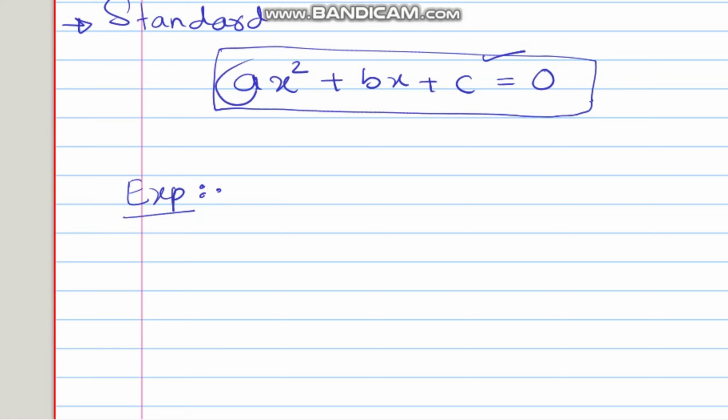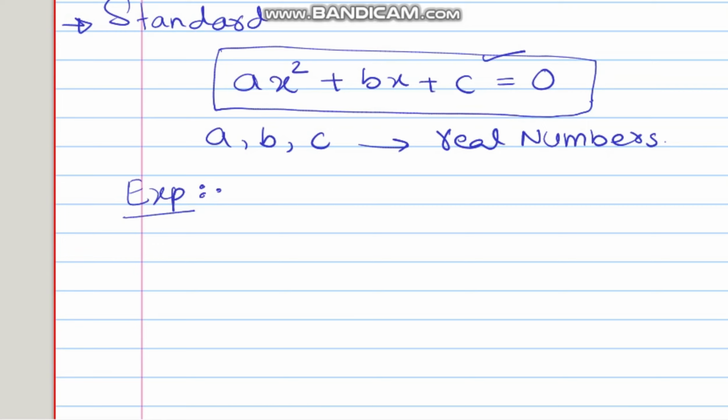For example, this a, let me write here also. This is a very important sentence. A, B, and C are what? These are real numbers. These are any real number. So you can choose by your choice any of the real numbers.